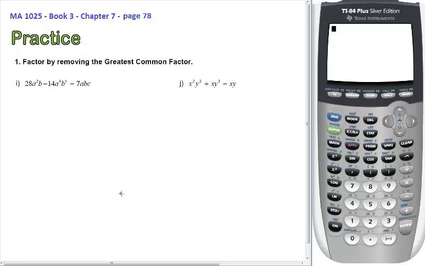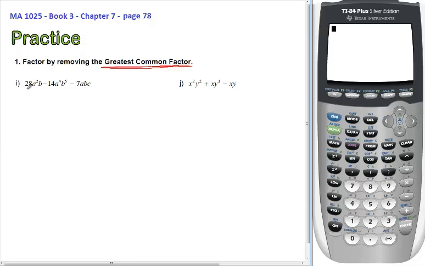Good day, students. Today in this video we're going to look at solutions to greatest common factor type problems found in your practice exercises on page 78 in chapter 7 of book 3 of your Math 1025 booklets. It asks us to factor by removing the greatest common factor. Now the GCF, of course, you've had some practice with that already.